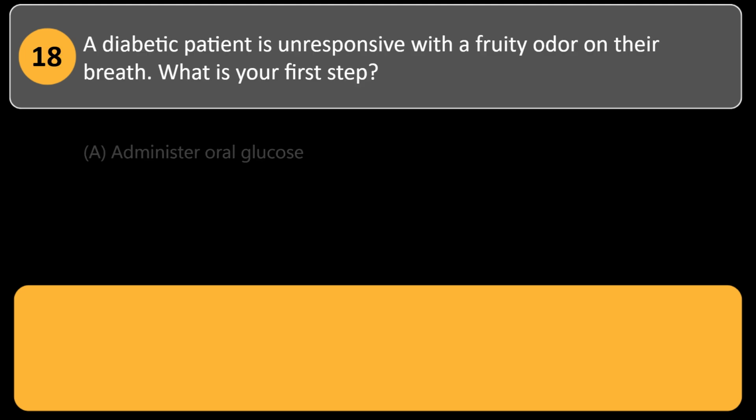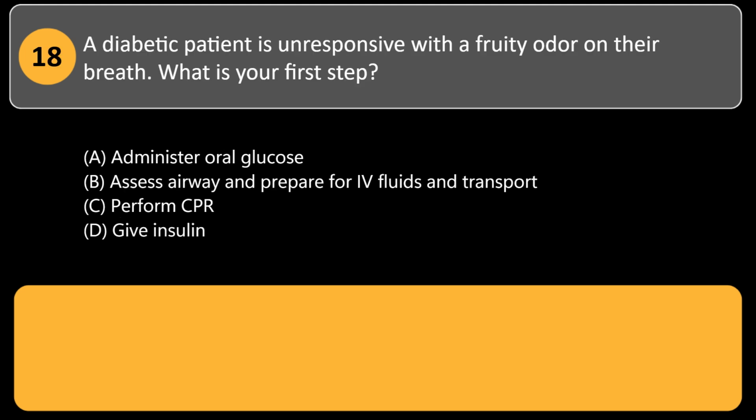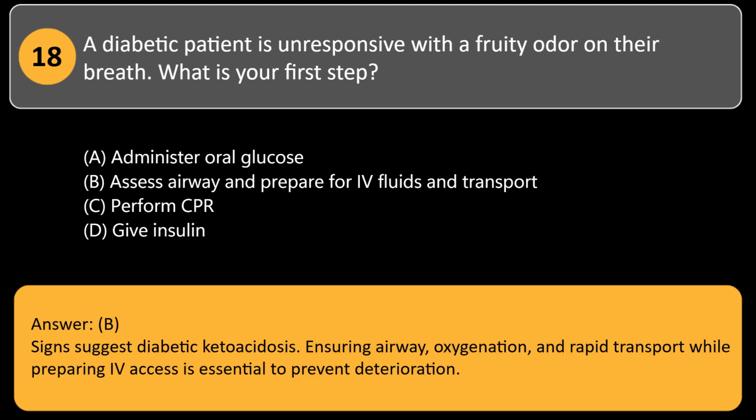A diabetic patient is unresponsive with a fruity odor on their breath. What is your first step? A. Administer oral glucose. B. Assess airway and prepare for fluids and transport. C. Perform CPR. D. Give insulin. Answer: B. Signs suggest diabetic ketoacidosis. Ensuring airway, oxygenation, and rapid transport while preparing for access is essential to prevent deterioration.